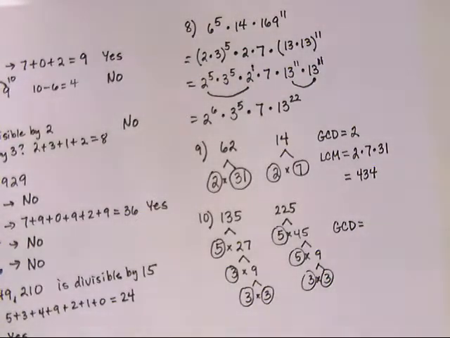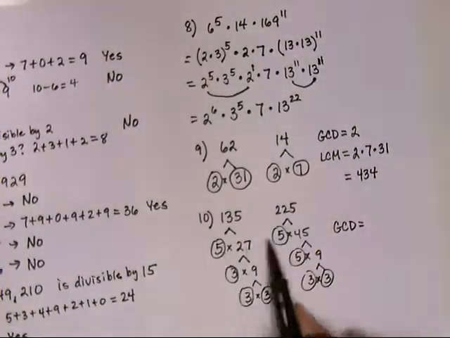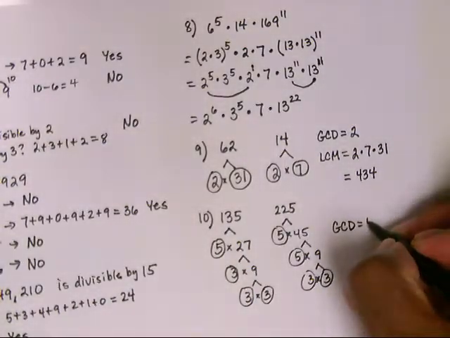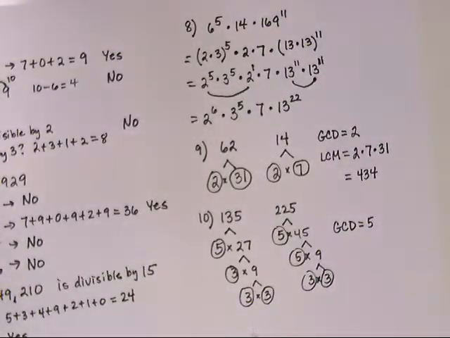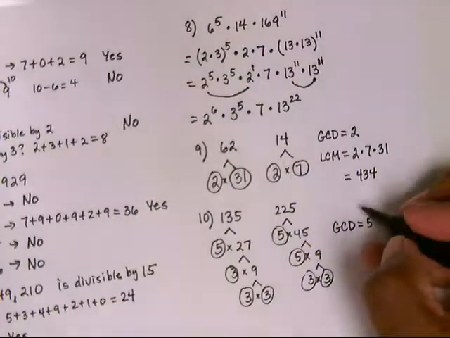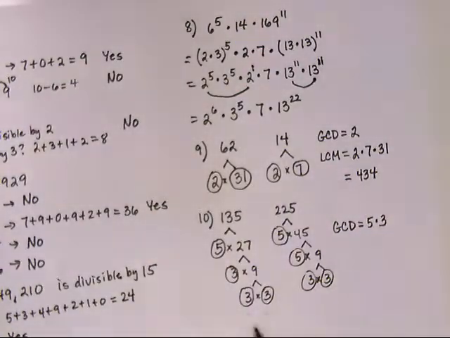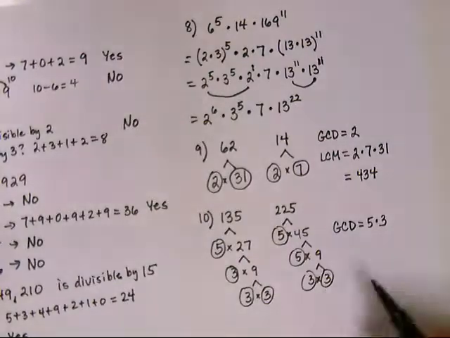Alright, now here we're going to match up our common factors. I do have a 5, one 5 that's in both of these that I can match up. So here, I have a 5. I can match a 3 with this 3. And guess what? I can match this 3 with another 3.